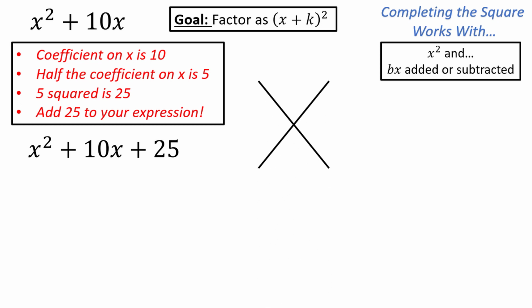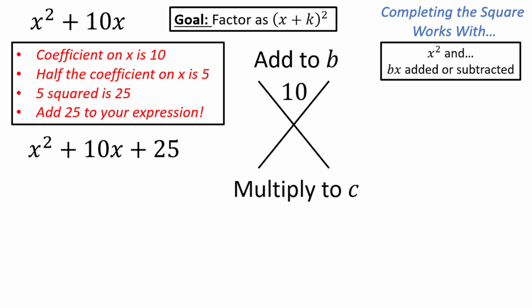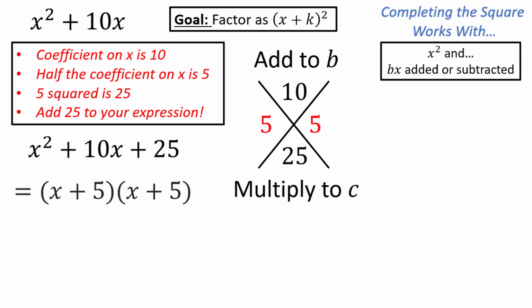We are looking for two numbers that add to the b term of 10 and multiply to the c term of 25. If you've done everything right, the two numbers should be the same, and they should also be half of whatever the b term is. In this case, we have 5, as 5 plus 5 is equal to 10, and 5 times 5 is equal to 25. This means this factors to x plus 5 times x plus 5, which is the same thing as x plus 5 squared.